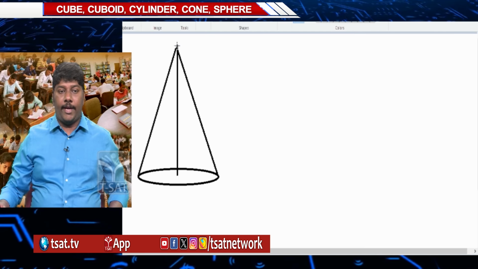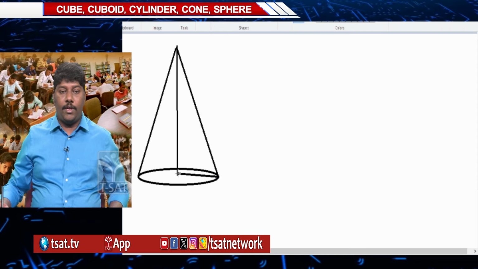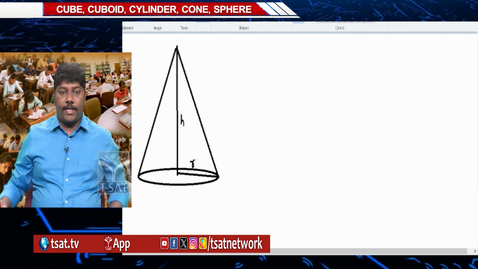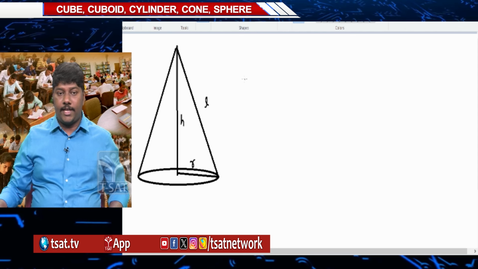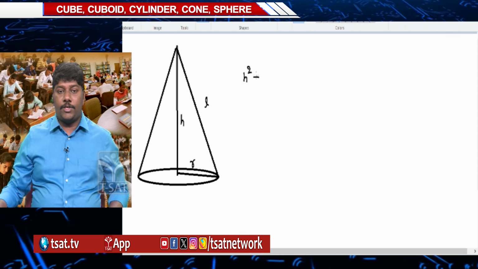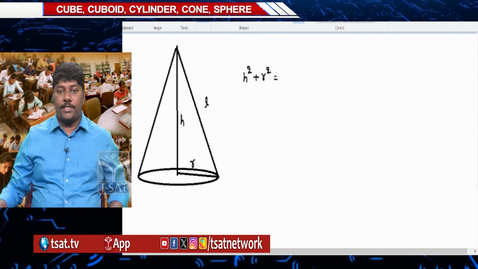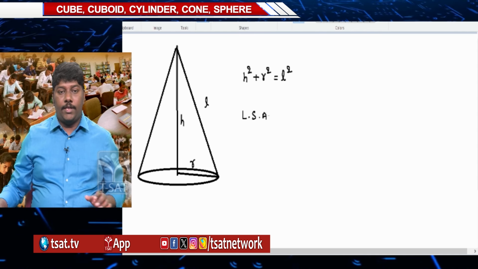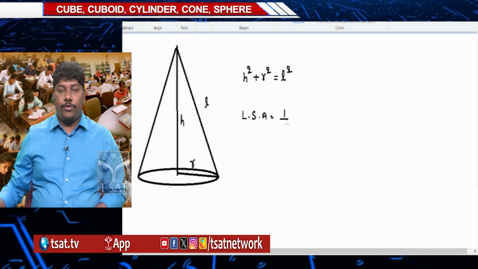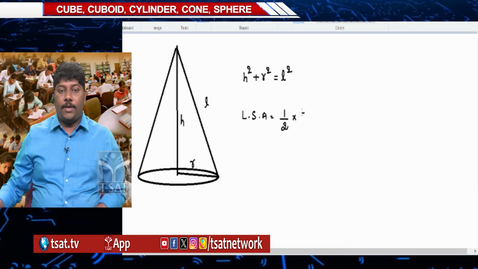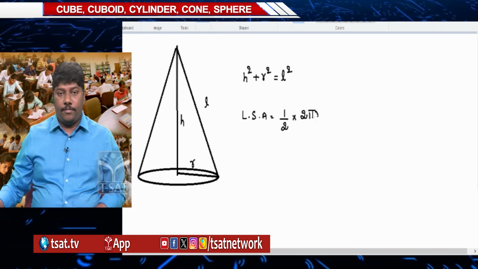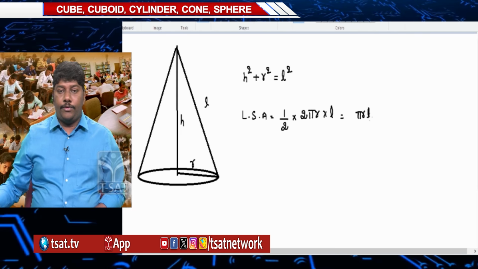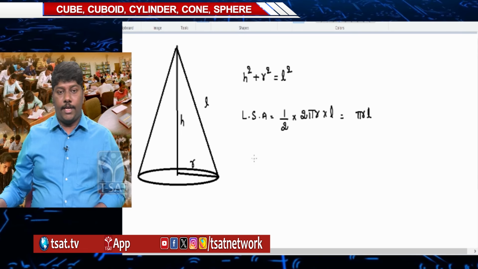For this you will have the height of the cone, the radius of the cone and the slant height of the cone. So, this is height, radius and the slant height. The relation between height, radius and slant height is h square plus r square equals L square, where L is the slant height. Lateral surface area of a cone or a pyramid is half into base perimeter, meaning circumference of a circle, 2 pi r, into slant height which is L. Pi r L gives you the lateral surface area of a cone.